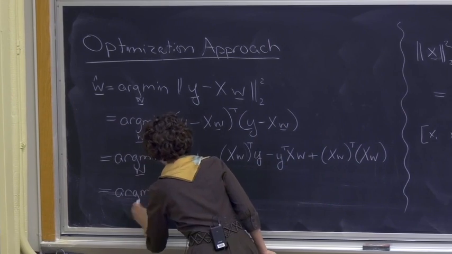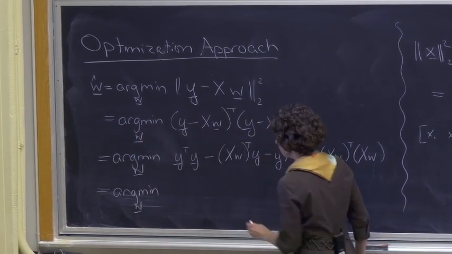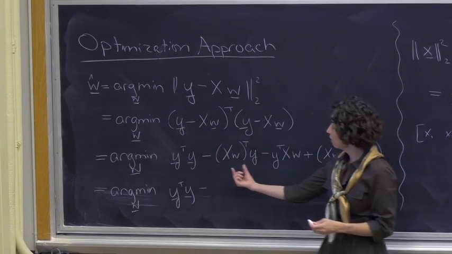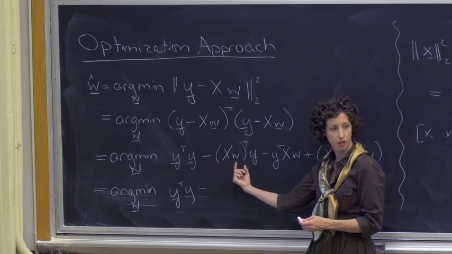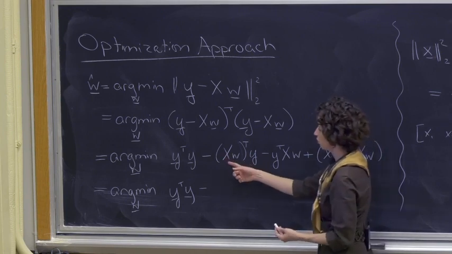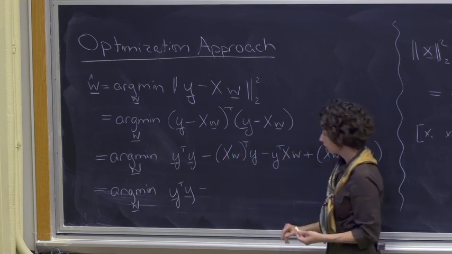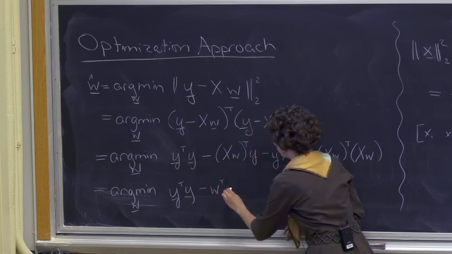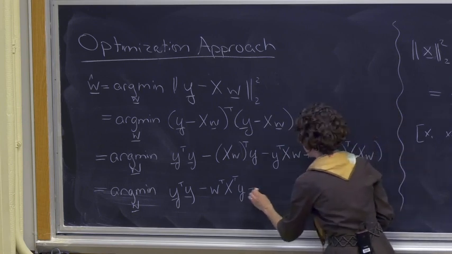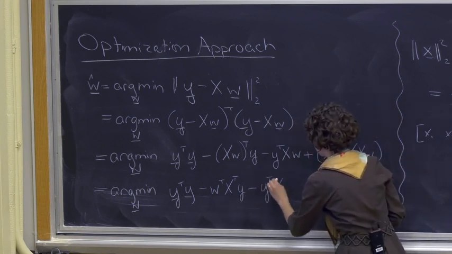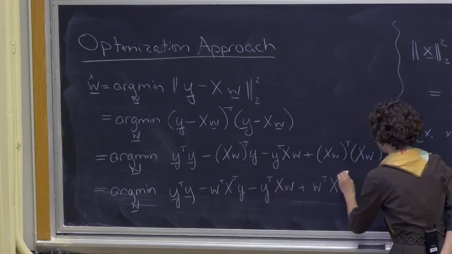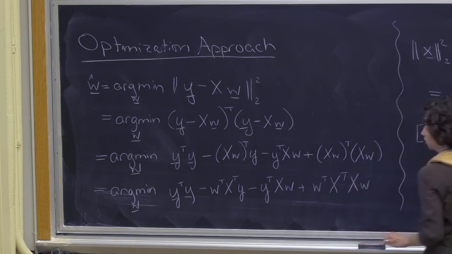And I can simplify this a little bit further. So y transpose y stays the same. When I have a product of a matrix and a vector, and I take its transpose, I'm going to take the transpose of everything in there, and then I'm going to flip the order. So I'm going to have w transpose times x transpose times y, minus y transpose xw, plus w transpose x transpose xw.